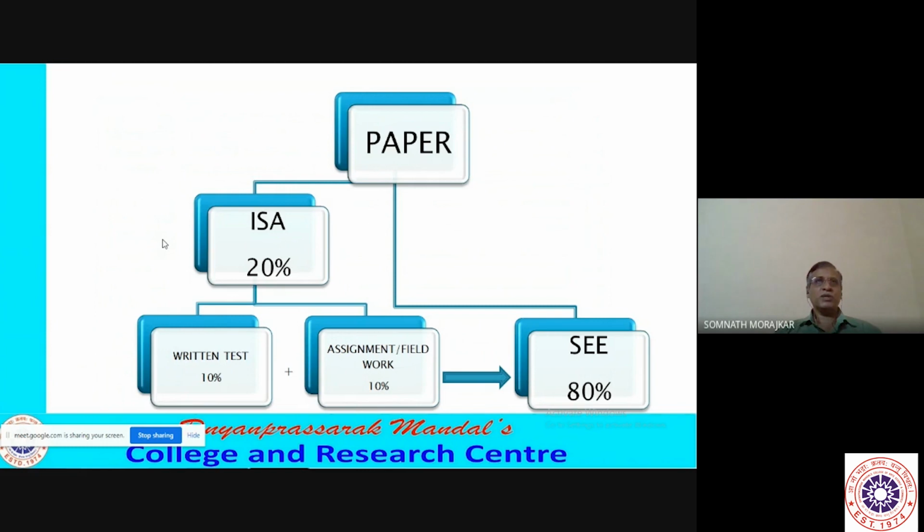One mode of ISA will be a written test of 10 marks or 10%. Second mode can be an assignment or the field work. It will depend upon the concerned teacher, which will be of 10 marks. To be eligible to answer the semester end examination, you have to complete both the modes. So please note that to be eligible to answer the semester end examination, you have to complete both the modes of the ISA. If you fail to complete both the modes or one of the modes, then you will not be allowed to answer your semester end examination.